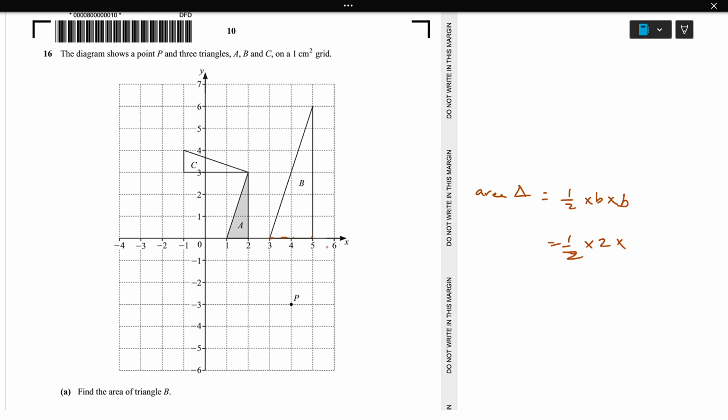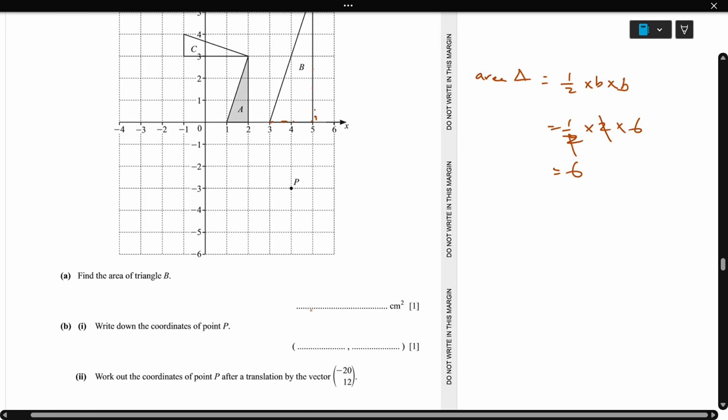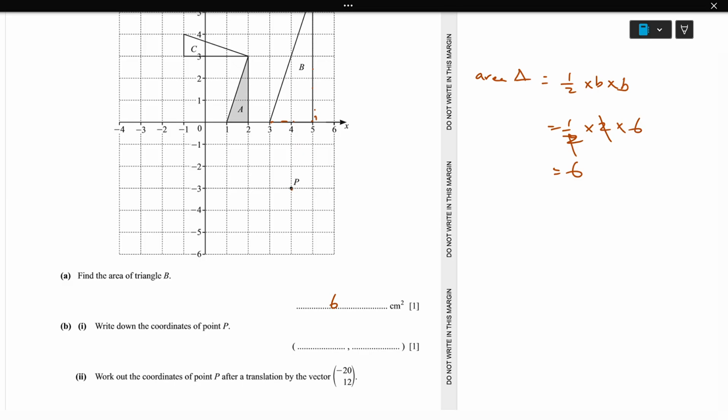2, then height is going to be 1, 2, 3, 4, 5, 6. So this is 90 degrees, so 6. This got cancelled, so the answer is going to be 6. So the first answer is going to be 6 centimeters squared. Next, write down the coordinate of P. The P is here. First, always check the x coordinate, that is 4, and the y coordinate is -3.